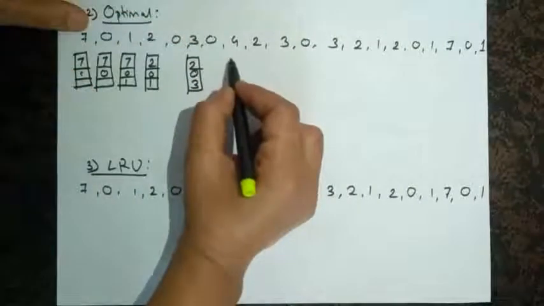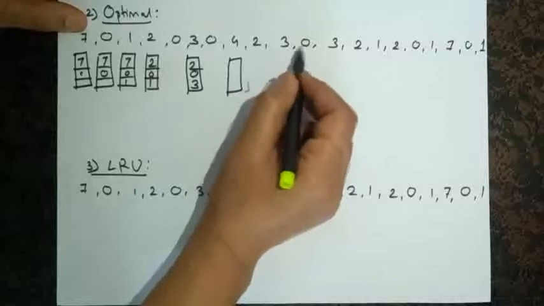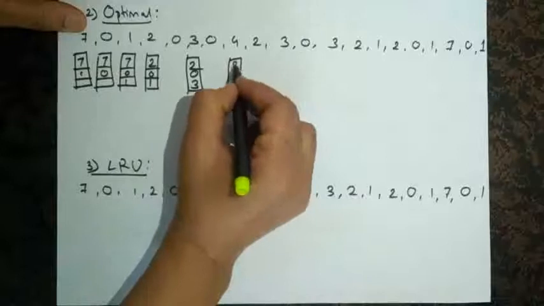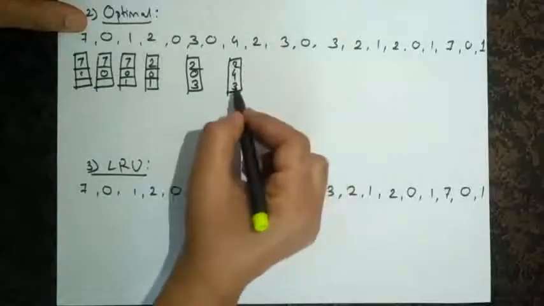Now there is a request for 4 over here. So we see that out of these 2, 3 are recent requests. In the future 0 is quite far. So I will replace this 0 by 4 over here and the rest as it is. Now 2 is requested, which is already there. 3 is requested, which is also there.